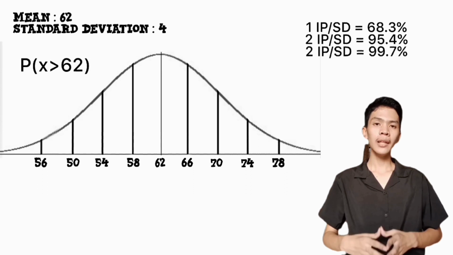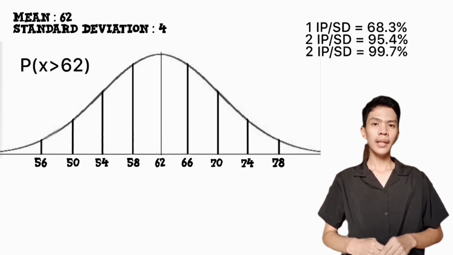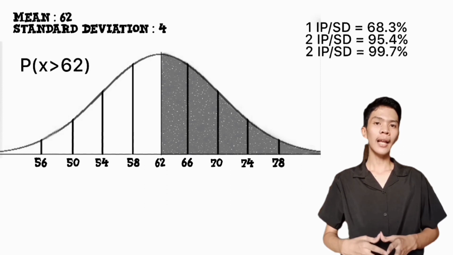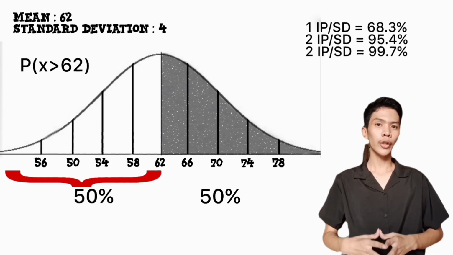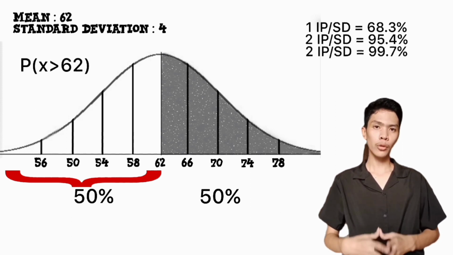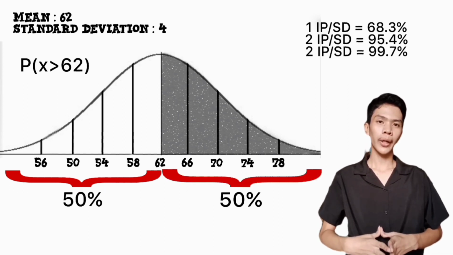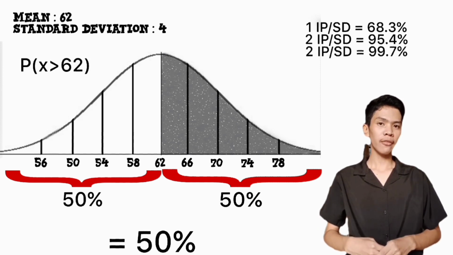B. The probability of x is greater than 62. To get the probability of this, we need to graph first. Next is to analyze the graph, since the shaded part of the graph is from 62 and above. The shaded region is half of the normal distribution. And since in the properties of normal distribution, the whole normal distribution is equal to 1 and it's symmetric, if the shaded part is half of the normal distribution, the probability is 50%.